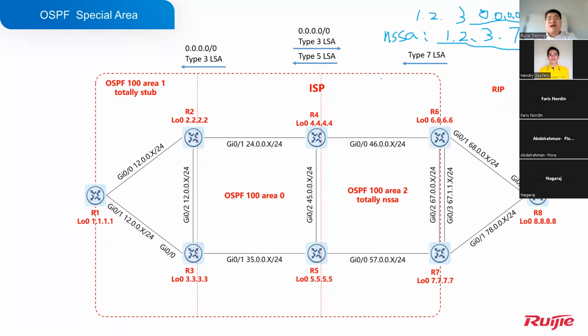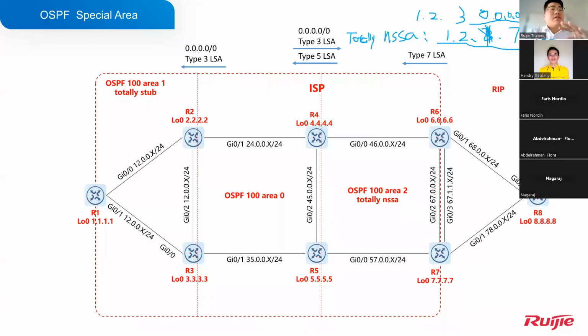What are the LSA types in Totally NSSA? It is different from the NSSA area. Totally NSSA does not have Type 3, but has a Type 3 default, right? Type 3 default.